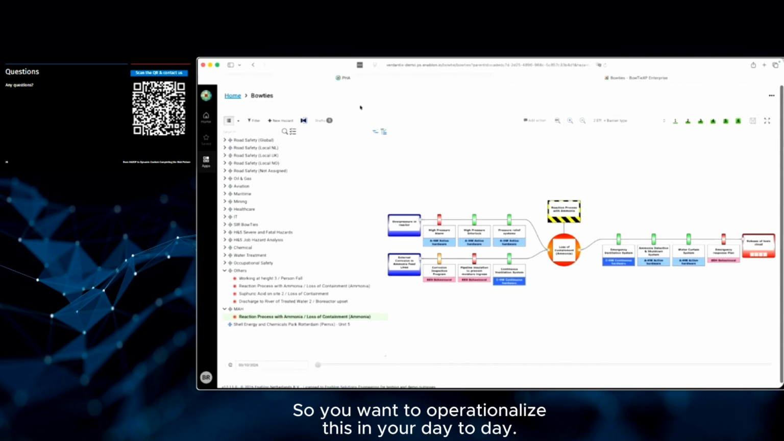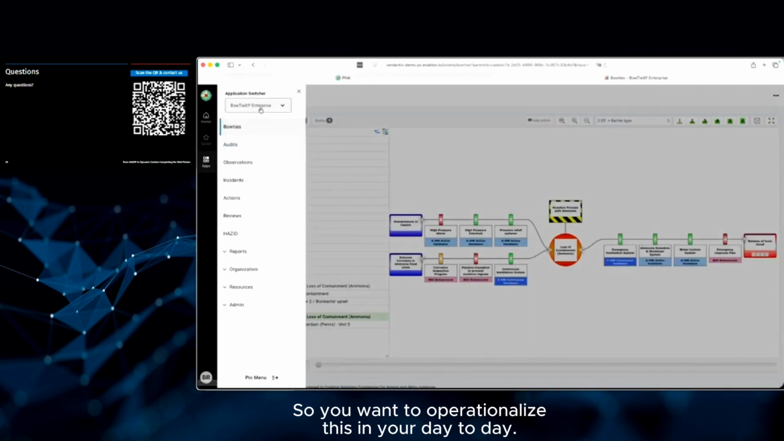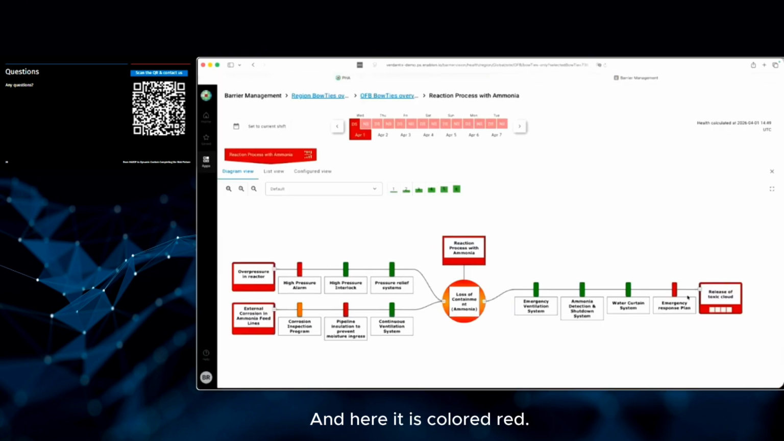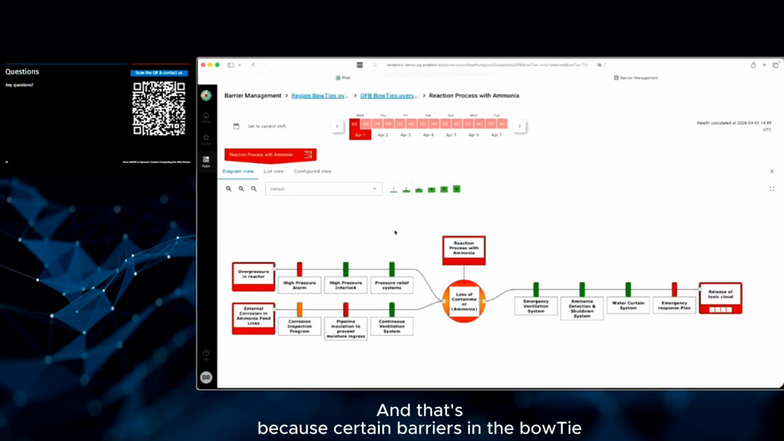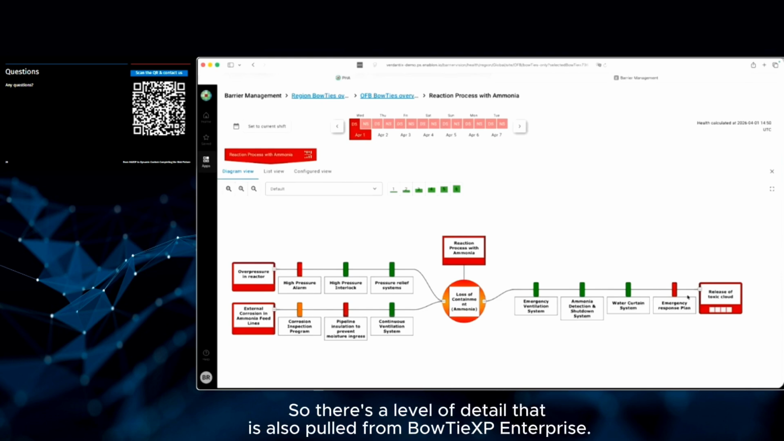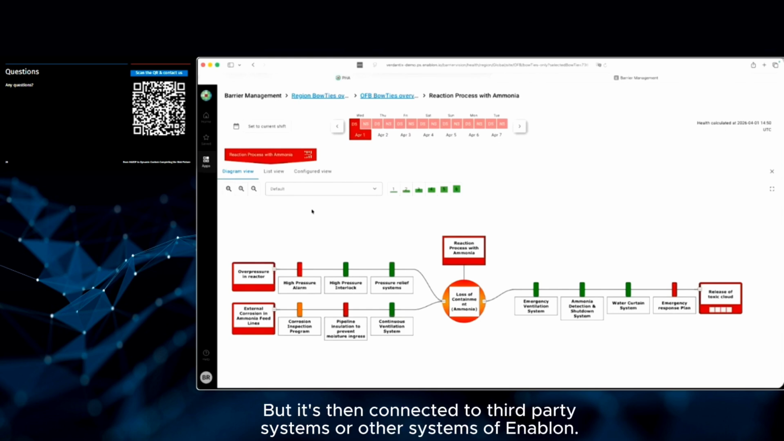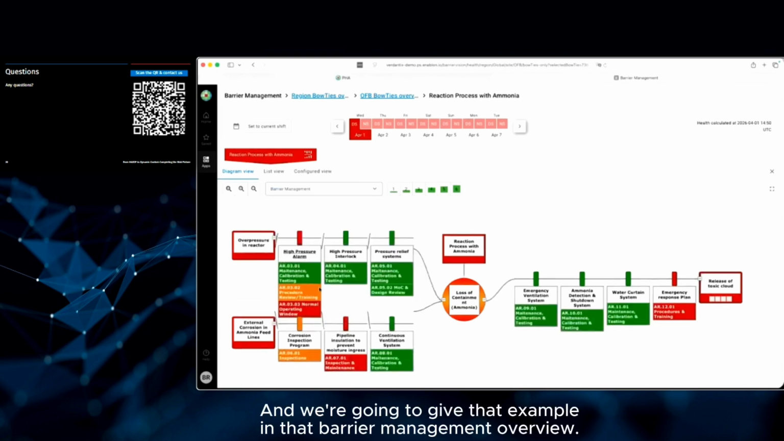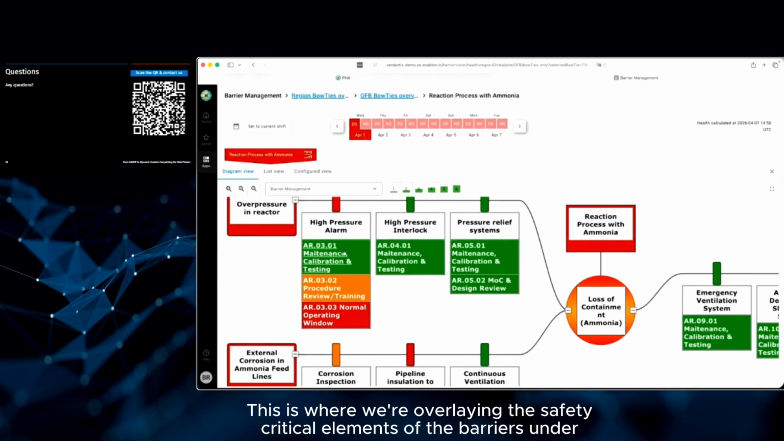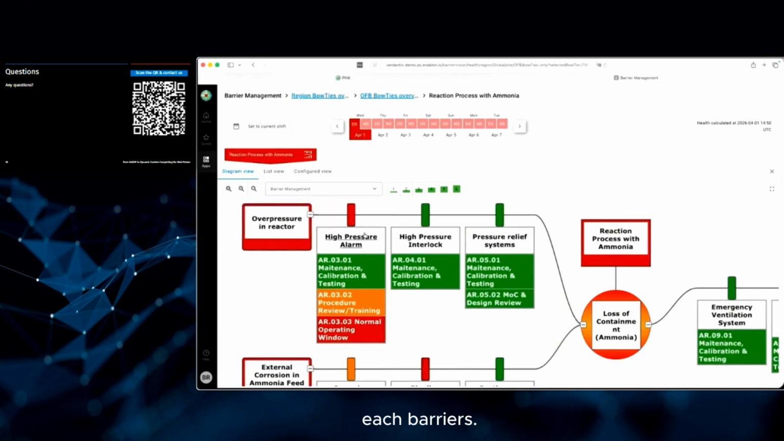So you want to operationalize this in your day-to-day. And therefore, we're moving to the barrier management module. And here it is colored red, and that's because certain barriers in the Bowtie have been turned into red. But what is it that makes the high pressure alarm red? So there's a level of detail that is also pulled from Bowtie XP Enterprise, but is then connected to third-party systems or other systems of Enablon. And we're going to give that example in that barrier management overview. This is where we're overlaying the safety critical elements of the barriers under each barrier.